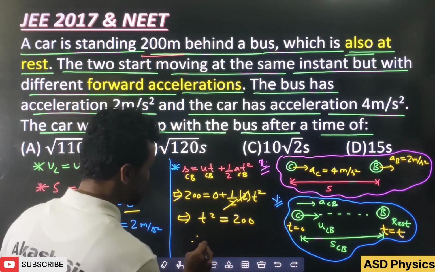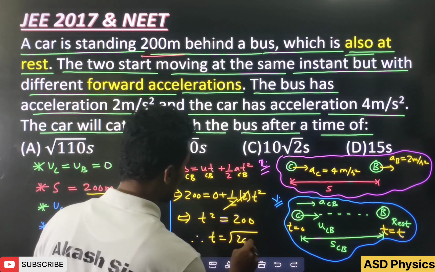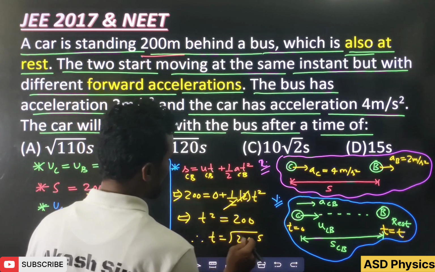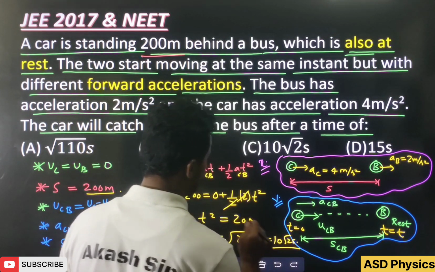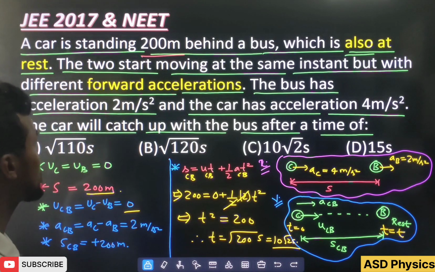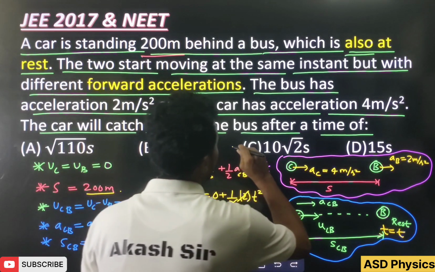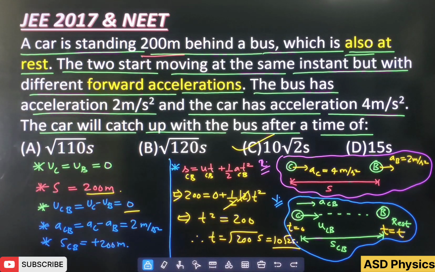That means what will come here, students? This T will be root 200 second. Root 200 second we can even write as 10 root 2 second. So 10 root 2 second, where is the option here? You can see very well. The correct option is option C.